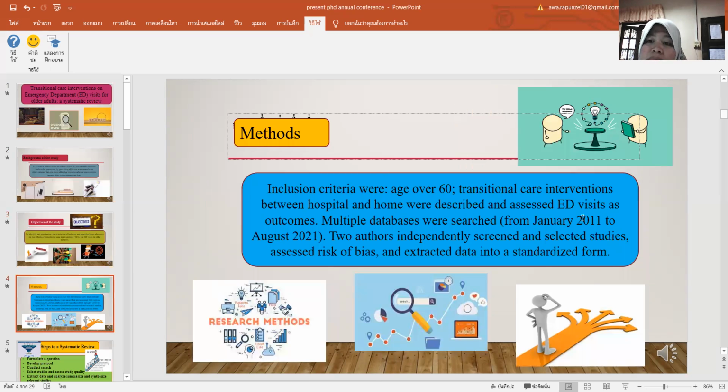The method. Inclusion criteria were: over 60, transitional care interventions between hospital and home were described, and ED visits assessed as outcome. Multiple databases were searched from January 2011 to August 2021. Two authors independently screened and selected studies, and extracted data into a standardized form.